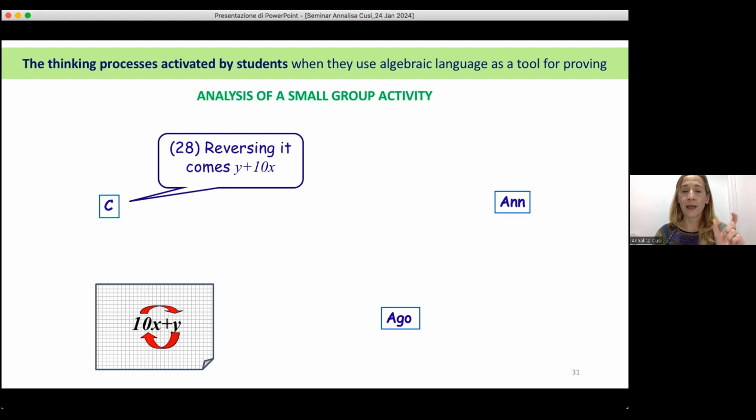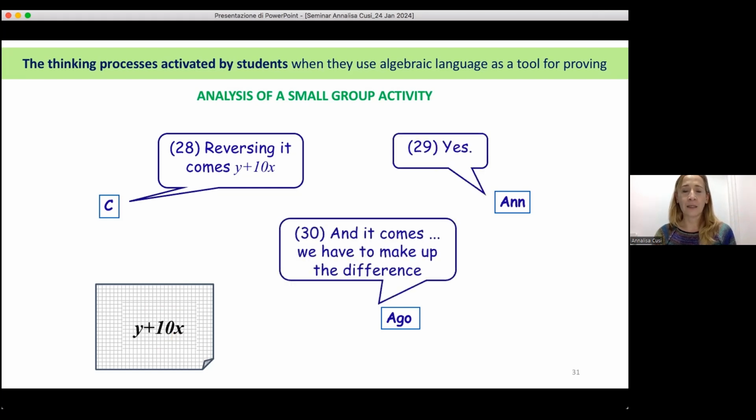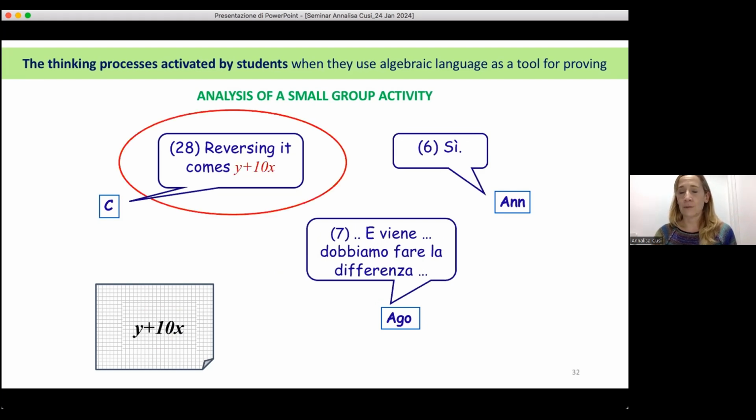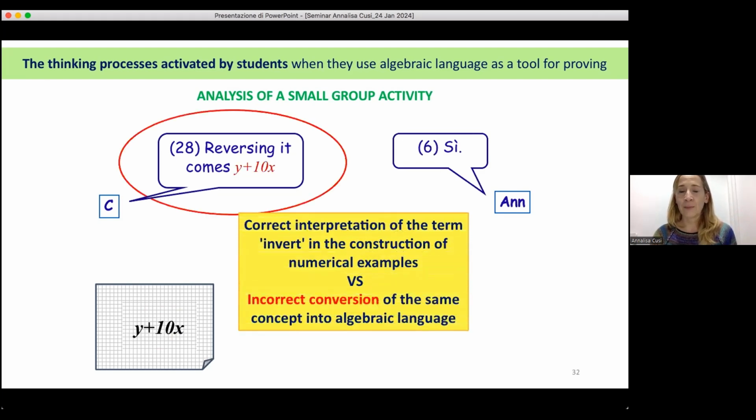So they only exchange the place of these two monomials. They write like this. Yes. And we have to make the difference. So we highlight immediately that while the interpretation of the term invert was obviously correct when they constructed numerical examples, in the phase in which they translated it into an algebraic expression, the conversion is not correct.